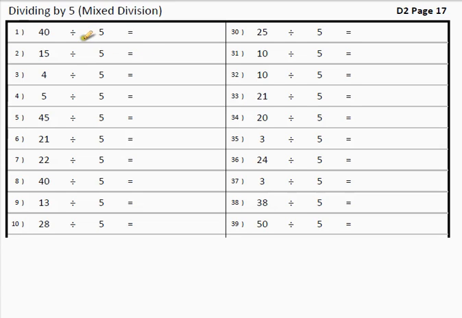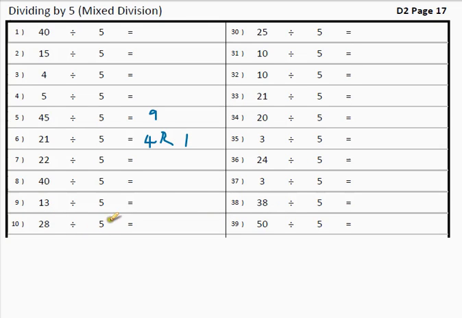Okay, now we're going to do mixed division. We're going to learn our times tables really well with this. Let's look, which one shall I do with you? We know that 45 is in my 5 times table, so it will simply be 9. There will be no remainder there. What would be 21 divided by 5? We know that 20 divided by 5 is 4. In other words, 21 is 1 more than 20. Our remainder will be 1.